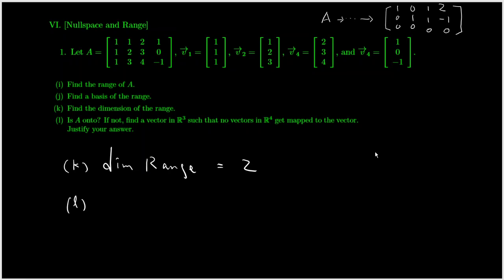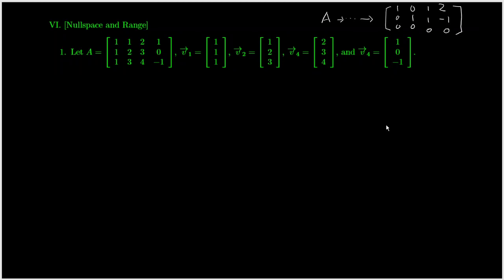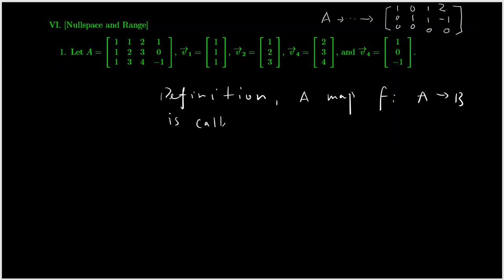Now let's work on question L. In question L, there's a connection between a term onto and the dimension. I will start a new slide. So definition, I'm trying to define what we mean by onto. A map F from a set A to set B is said to be onto.